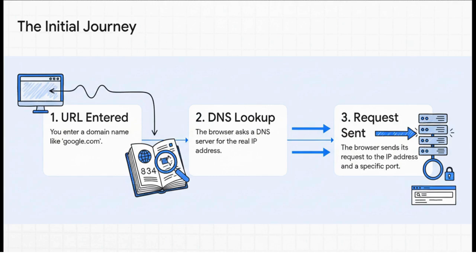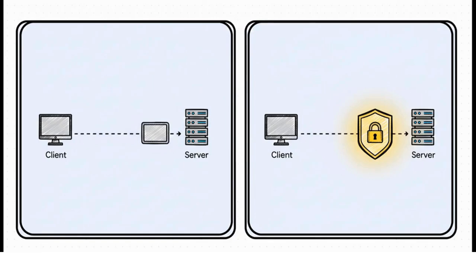Now, with that number, your browser sends its request, but not just to the address, but to a specific port. Think of it like an apartment number in a huge building. This makes sure the request gets to the exact right application on that server. And that request is sent using a language, a protocol, called HTTP. It's the agreed-upon way for the client and server to talk.